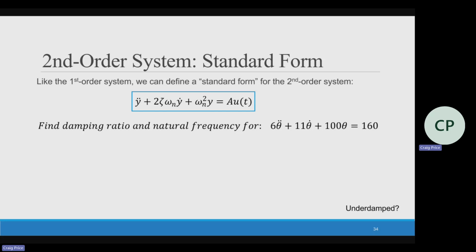Because we're trying to find natural frequency, trying to find damping ratio, the first thing is we want to divide both sides by 6. That gives us standard form.